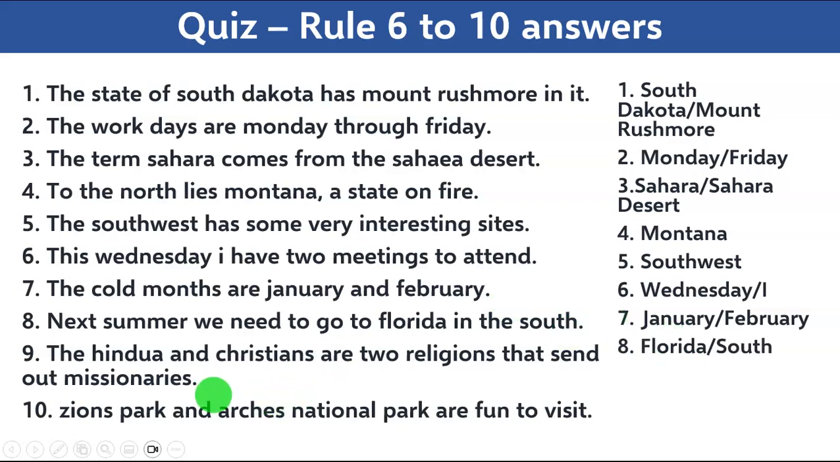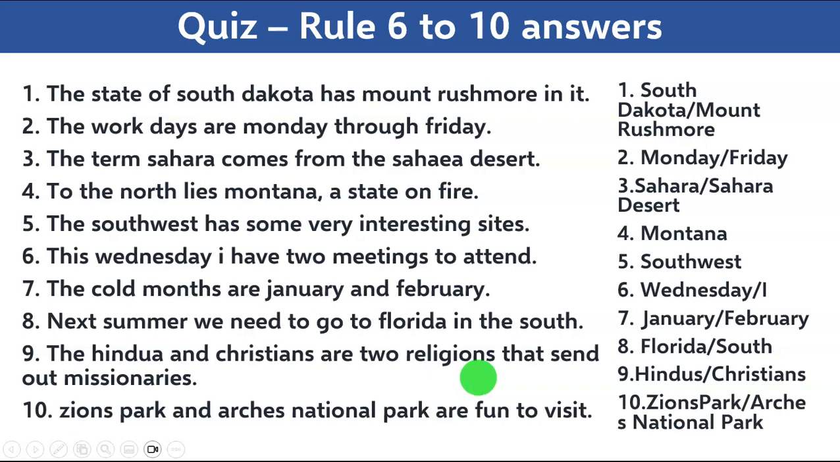Number 9, the Hindus and Christians are two religions that send out missionaries. Oh, I'm sorry, that's number 8. Next summer, we need to go to Florida and the South. Florida and South. Number 9, the Hindus and Christians are two religions that send out missionaries. Hindus, Christians. And number 10, Zion's Park and Arks National Park are fun to visit. Zion's Park and Arks National Park are the two words that will be capitalized.